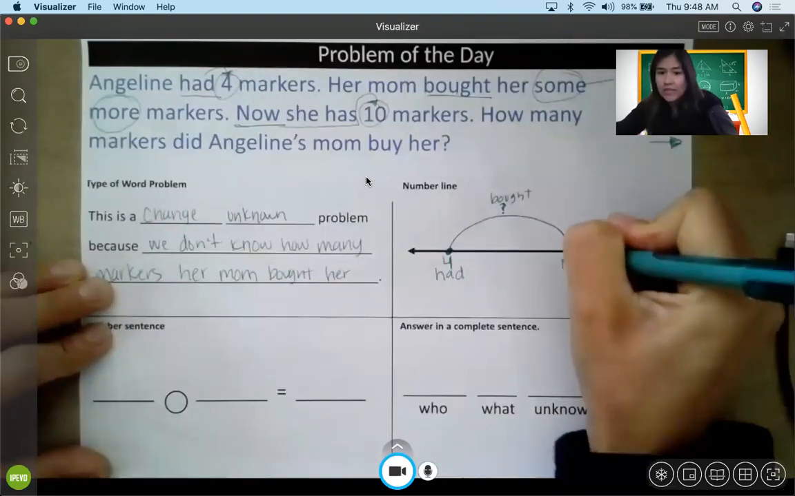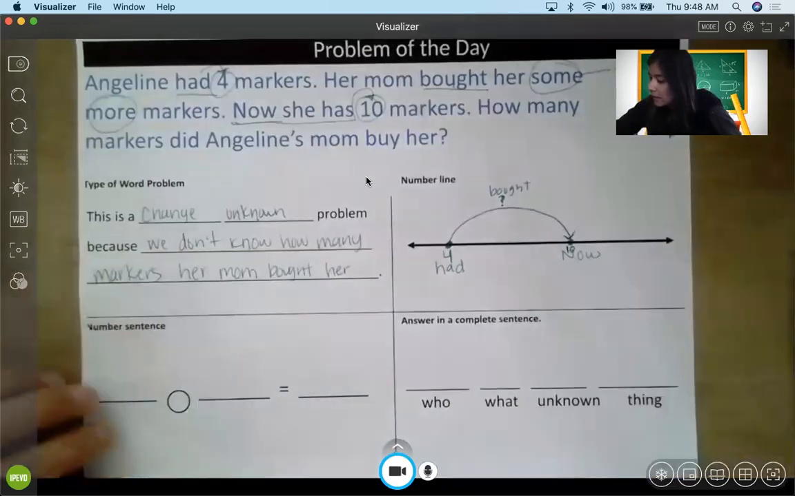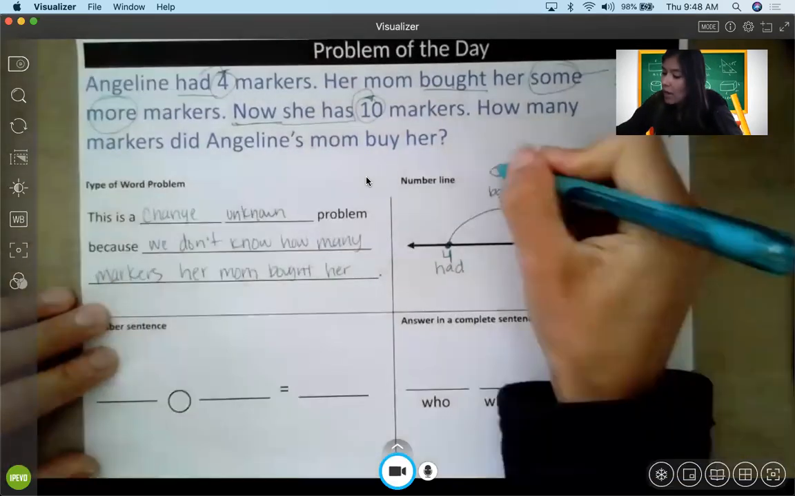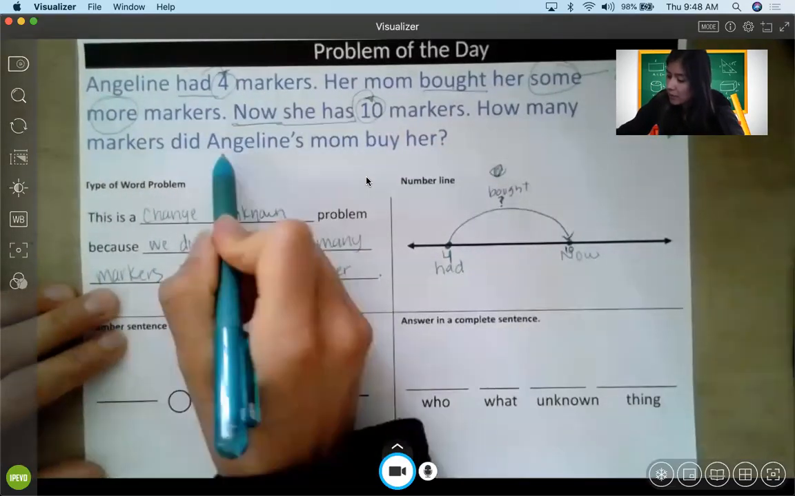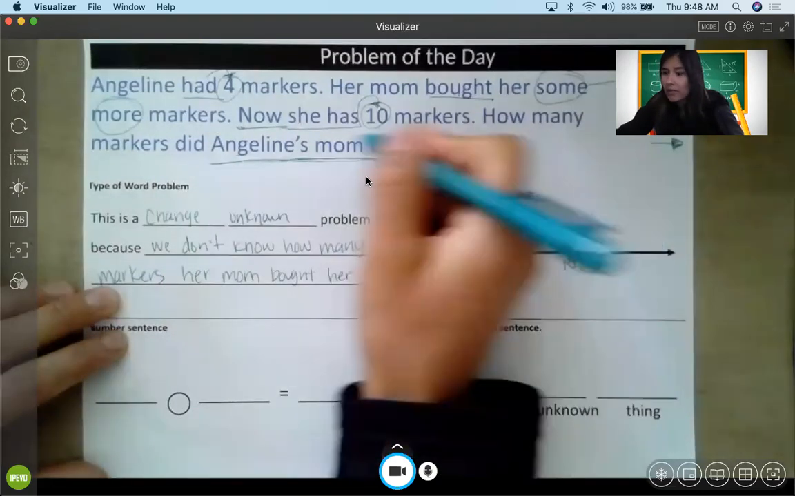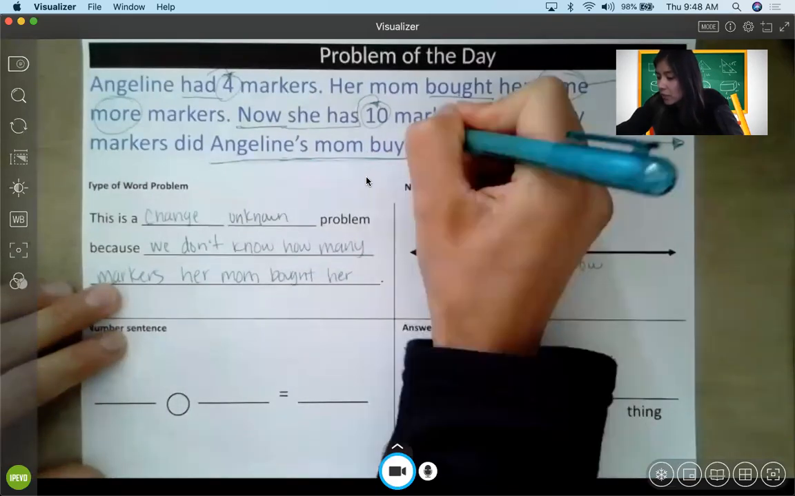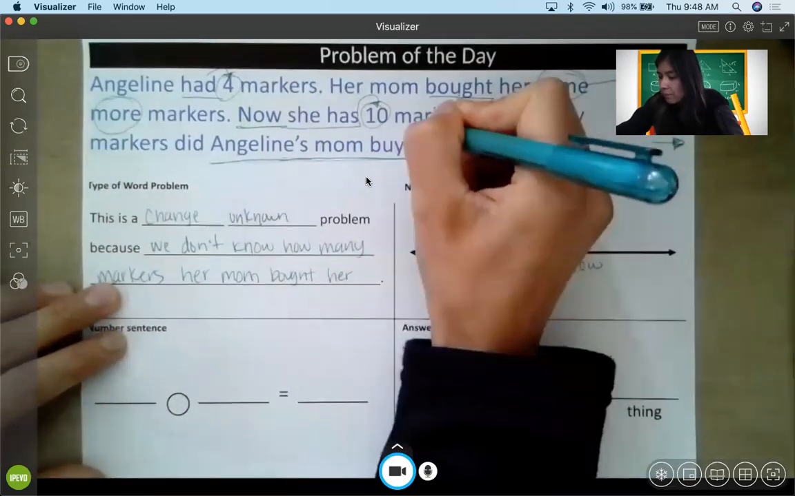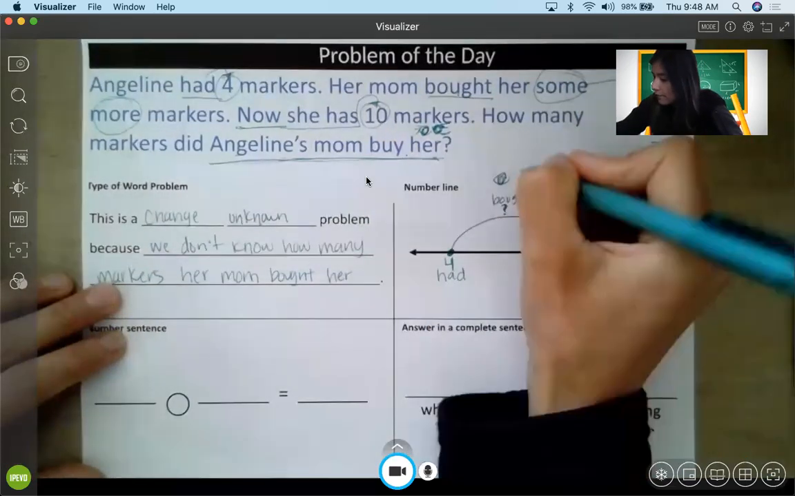Now she has 10. All right, boys and girls, so our job is to find, how many markers did Angeline's mom buy her? That's a big clue that we don't know how many her mom bought her. This is what we need to find, because the question is telling us what we need to look for. We need to find how many her mom bought.